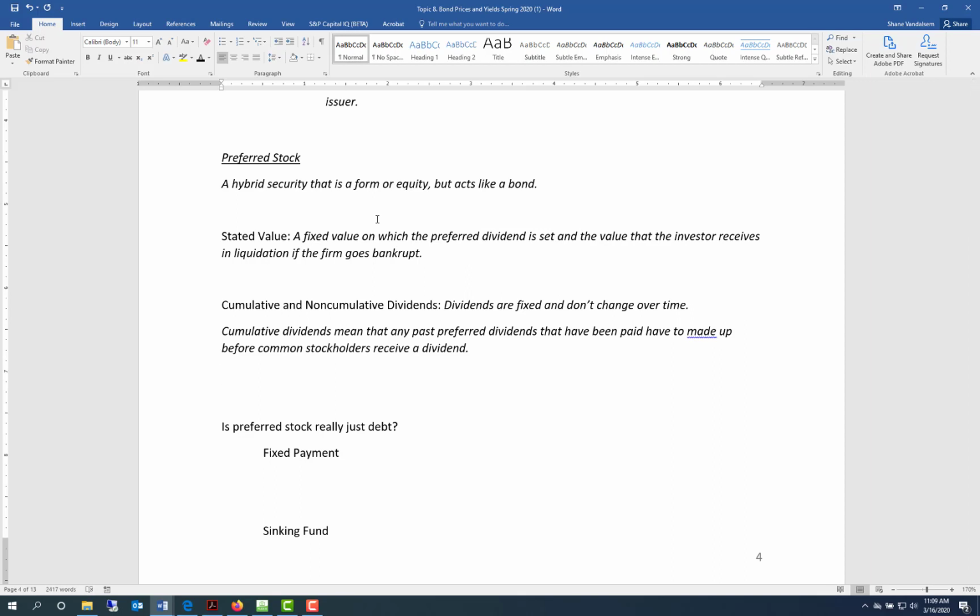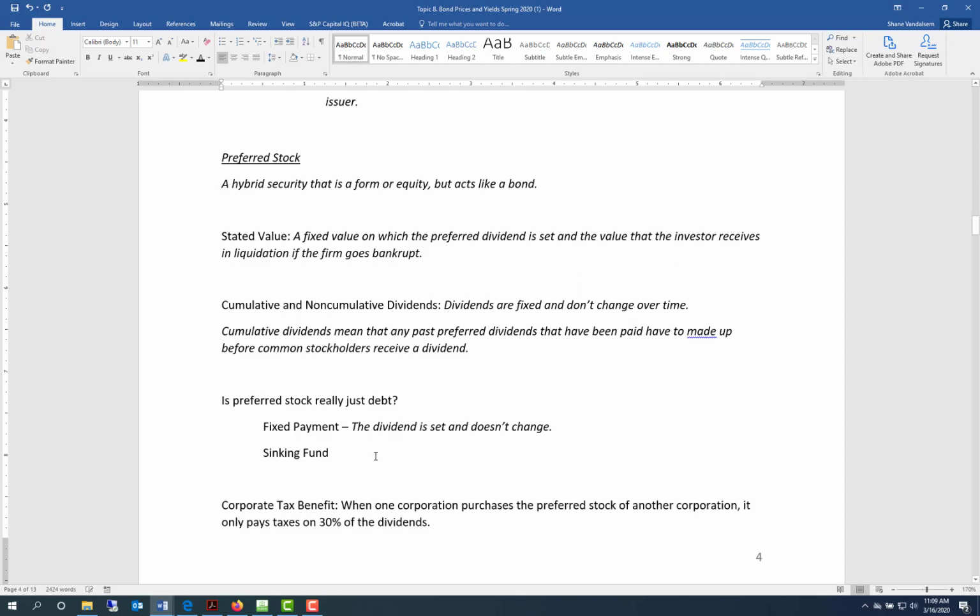So the question that comes about with preferred stock is, is preferred stock really just debt? It has a fixed payment. The dividend is set and doesn't change. It has a sinking fund oftentimes.